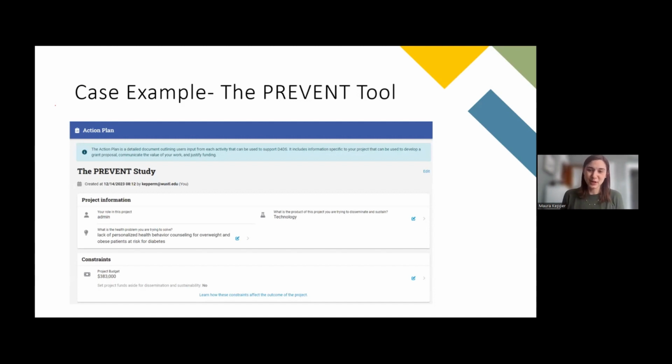So if your project budget is small, you're not going to be able to have 10 dissemination strategies. You may need to prioritize down to a fewer number, for example.